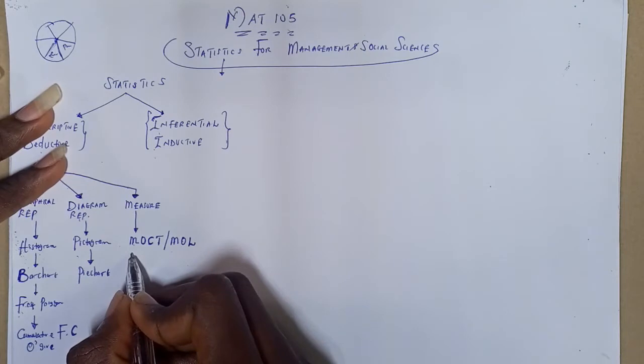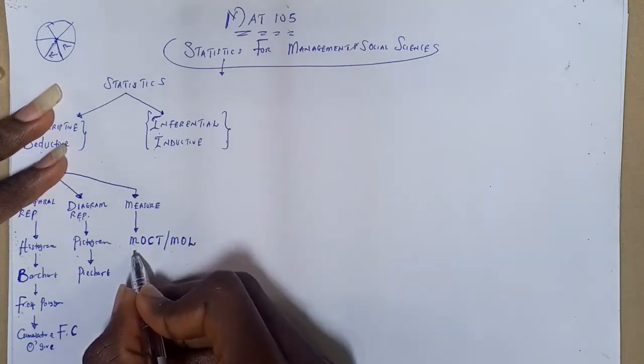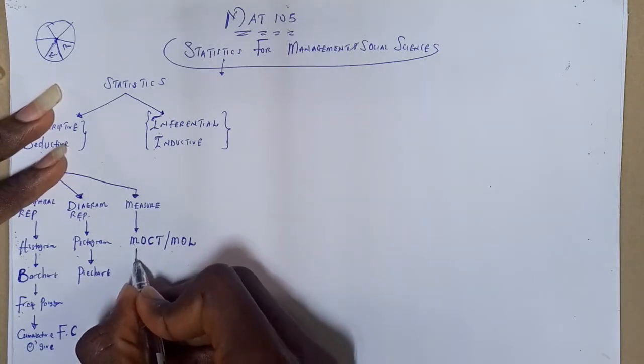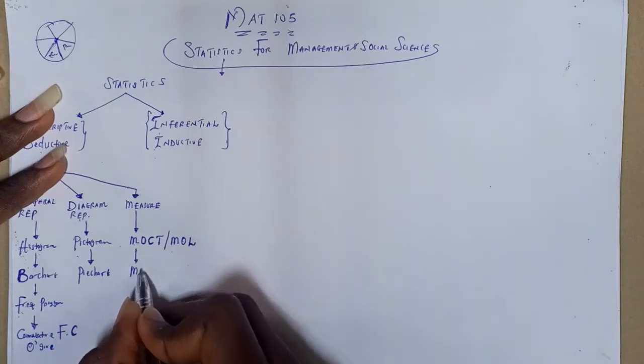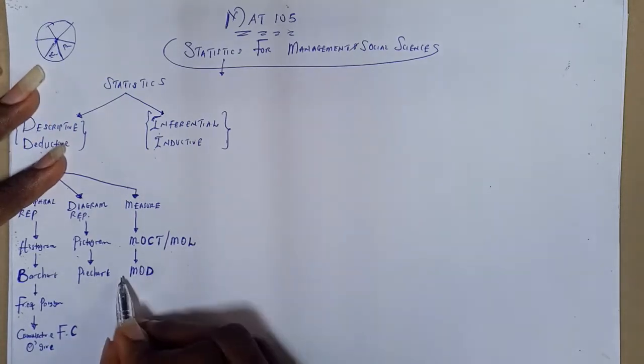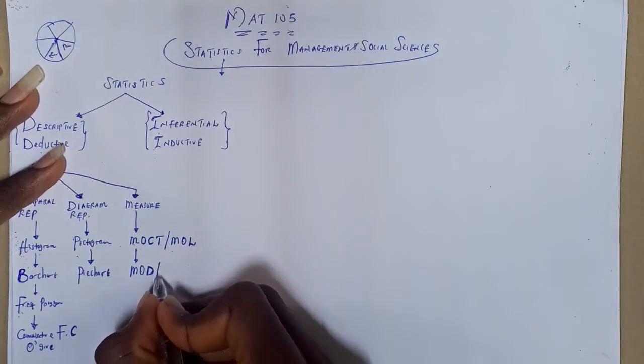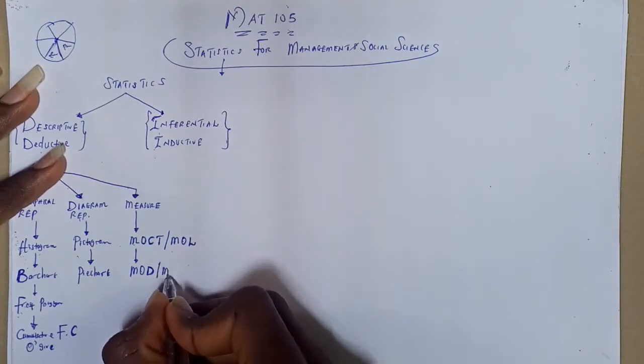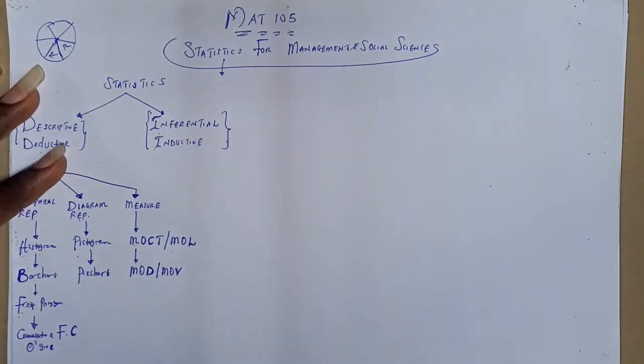And at the same time, another measure is the measure of dispersion. That's MOD. And this measure of dispersion is also known as the measure of variation. Please take note of that.